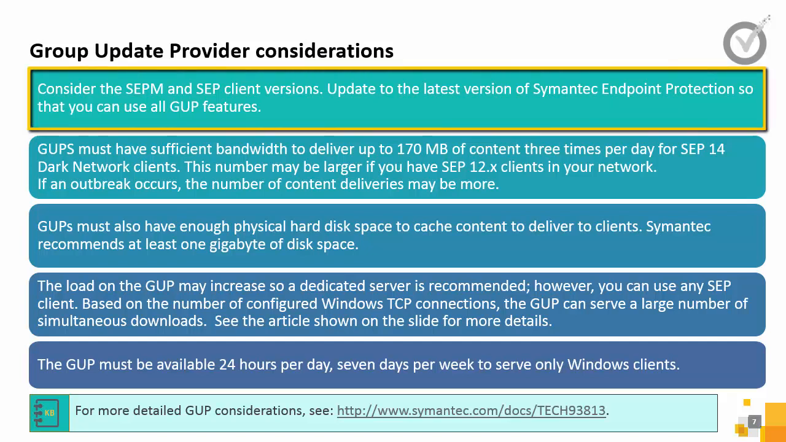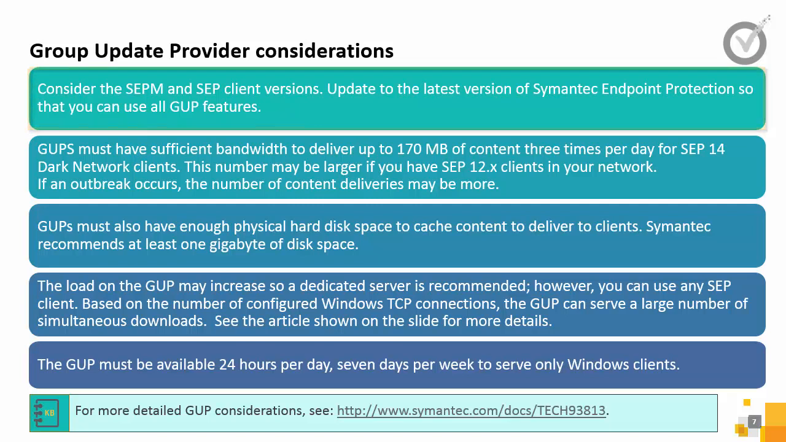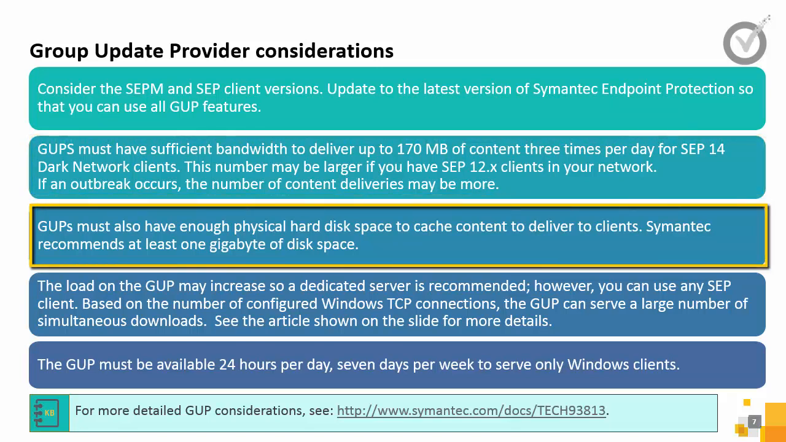When implementing GUPs, consider SEPM and SEP client versions. Significant changes were made to the GUP architecture and content delta process. GUPs must also have sufficient bandwidth to deliver up to approximately 170 megabytes of content 3 times per day to dark network clients. For standard SEP clients, this number is approximately 99.5 megabytes. The larger the spread of definition revisions used by the clients, the larger the bandwidth usage between the SEPM and the GUP. In addition, GUPs must also have enough physical hard disk space to cache content. A minimum of 1 gigabyte is recommended.